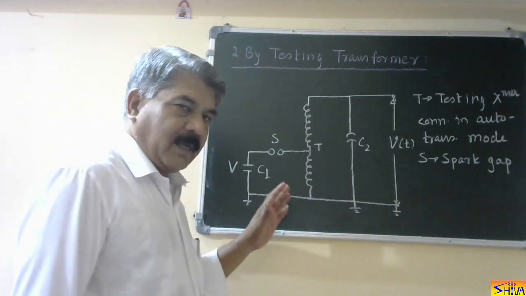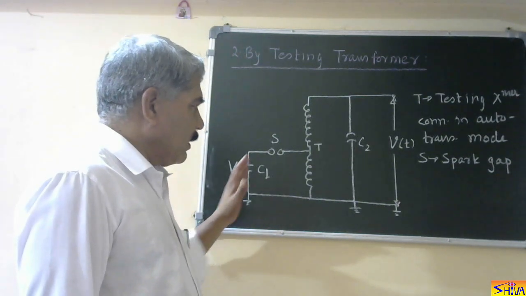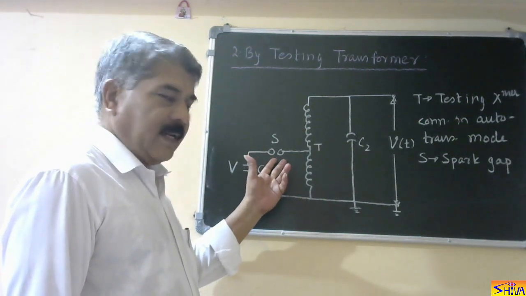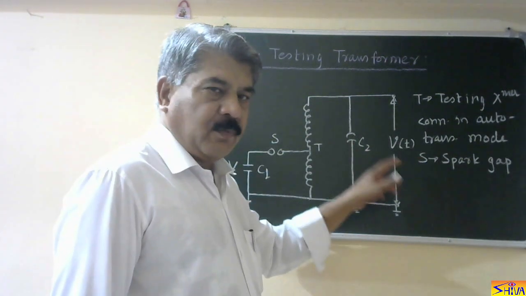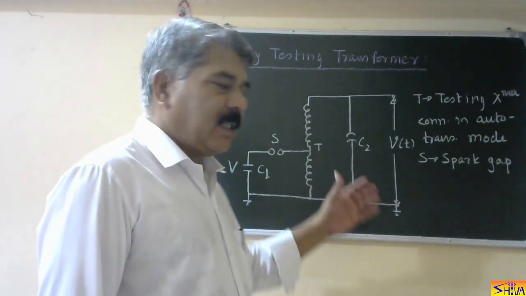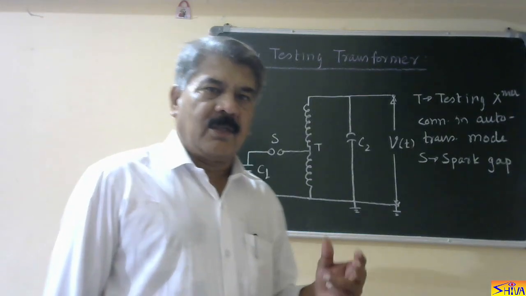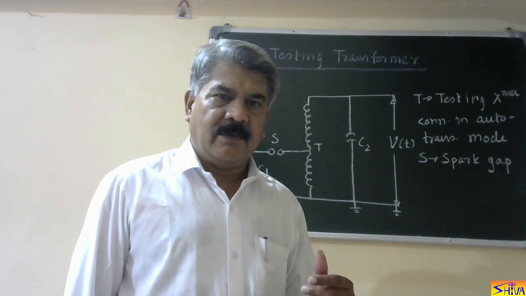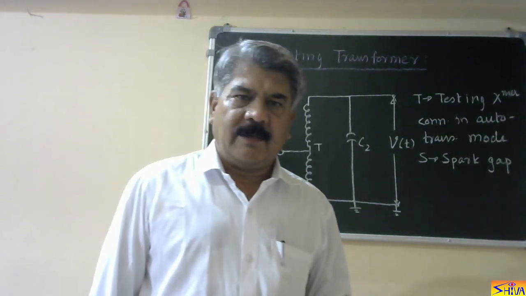So principle is simple. A capacitor which is previously charged to some DC voltage is discharged into this testing transformer by firing this spark gap. So here we get the impulse voltage, but it has some oscillations. So this is second method for generating switching impulse. But in this method also, the switching impulse generated shows the oscillations. So these are two methods for generating switching impulse voltage.